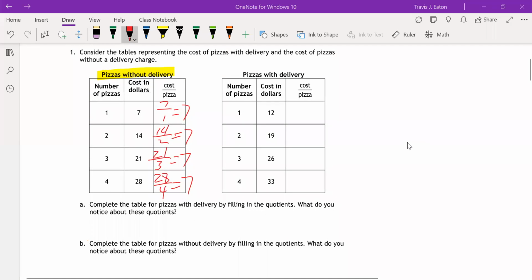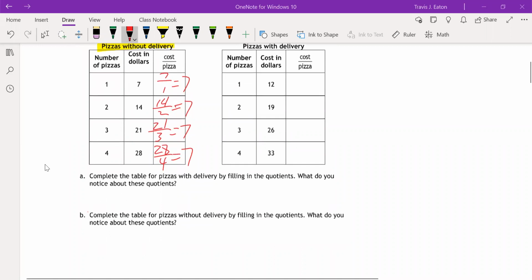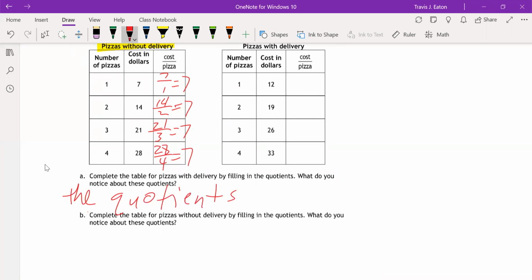Now, when we look at question A down here, it says complete the table for pizzas with delivery by filling in the quotients. What do you notice about these quotients? Well, you'll notice that every time we divide the cost by the number of pizzas, we get the exact same quotient every time. So we can say that the quotients are equivalent, because they work out to be the same every time, no matter which row it is. Right? They are equivalent.